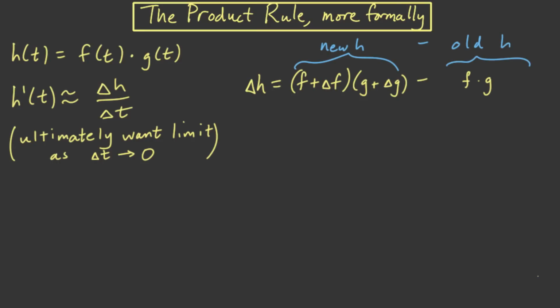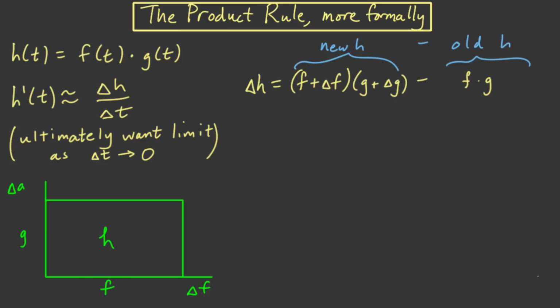We can visualize all of that with the rectangle picture. H equals f times g, like this. And our new h is the area of a new rectangle. The width changes by delta f, and the height changes by delta g. And then the new h is the area of this new rectangle, and that's f plus delta f times g plus delta g. And then in this picture, delta h, the change in area, that's everything in this region right here.